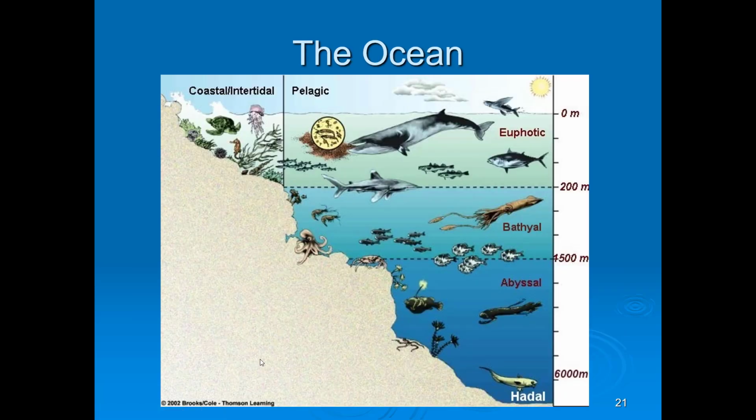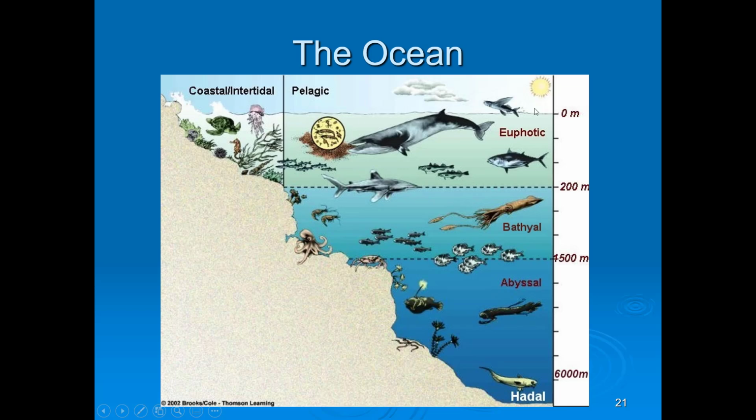All right, the ocean. You do have sketch notes for this, so you can use that to draw things to your heart's content. You can see all of the different zones. The coastal, the intertidal zones, which is between high tide and low tide, we're really not going to talk about. Not super important, although you may want to make note that coral reefs are in the intertidal zone.